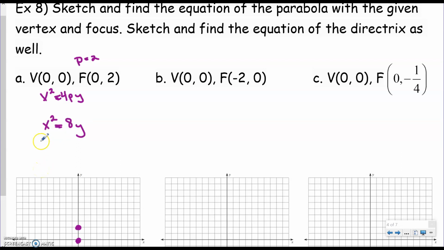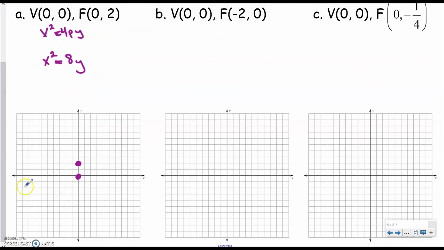Since my p is 2, that means I'm also going to go down 2. Here's my directrix. And if my p is 2, the latus rectum, sorry, 4p would be 4 times 2, which is 8. So 1, 2, 3, 4, and 1, 2, 3, 4. Okay, so my parabola is going to go through that endpoint and that endpoint.